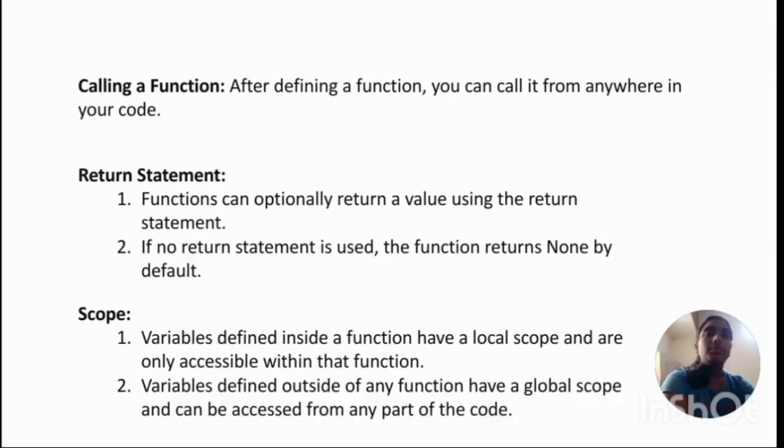Scope. Variables defined inside a function have a local scope and are only accessible within that function. Variables defined outside of any function have a global scope and can be accessed from any part of the code.